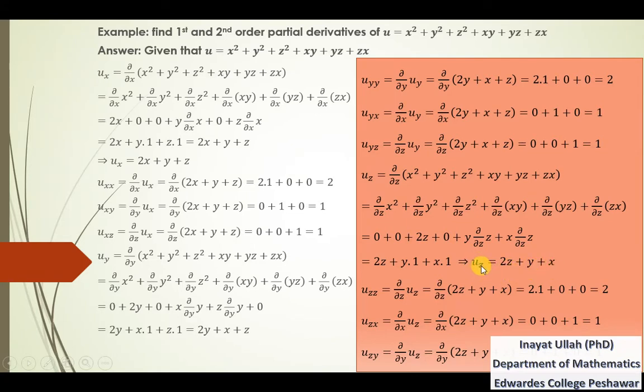Now the second order partial derivative of uz with respect to z is found just like that. Similarly, uzx is just like that, and uzy, that is the partial derivative of uz with respect to y. So del by del y of uz, that is 2z plus y plus x. Now with respect to y it is 0 plus 1 plus 0, so that is 1. So that's how we find the first order and second order partial derivatives of a function containing more than one variable.